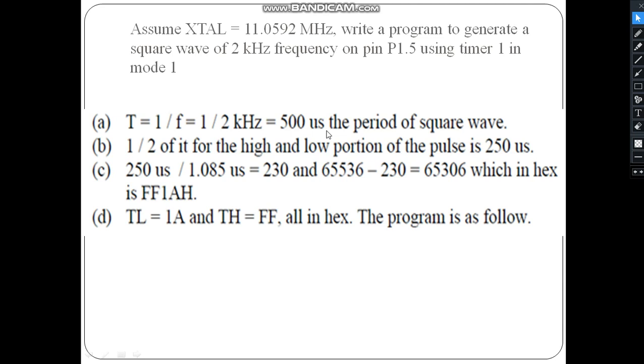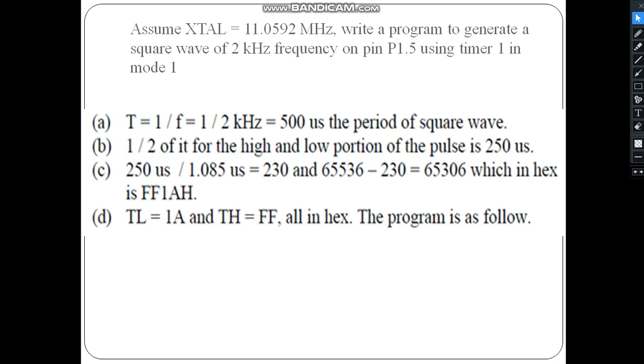This 500 microseconds is the total time period of the square wave. That means for 250 microseconds a logic high signal has to be generated, and for another 250 microseconds a logic low signal has to be generated. As per the formula, we need to calculate the value of n. The value of n is given by the required delay, 250 microseconds, divided by the delay of the microcontroller, 1.085 microseconds. The value obtained is 230. This is the value of n.